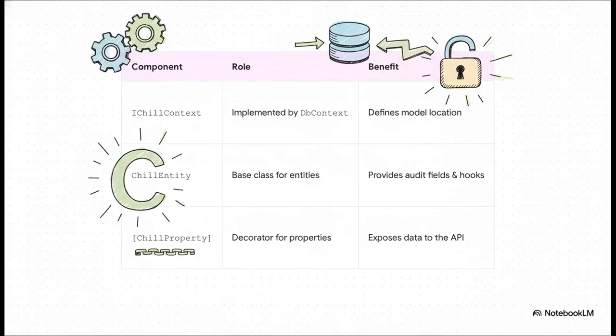Okay, so what's really incredible is how simple the foundation is. It really just boils down to 3 key pieces. First, your DbContext implements an interface called ChillContext. This is basically you just telling ChillSharp where to find your models. Second, your entities inherit from a base class, ChillEntity, which gives you stuff like audit fields and lifecycle hooks right out of the box. And third, you just decorate the properties you want to show to the world with a ChillProperty attribute. That's it. That is the entire contract.